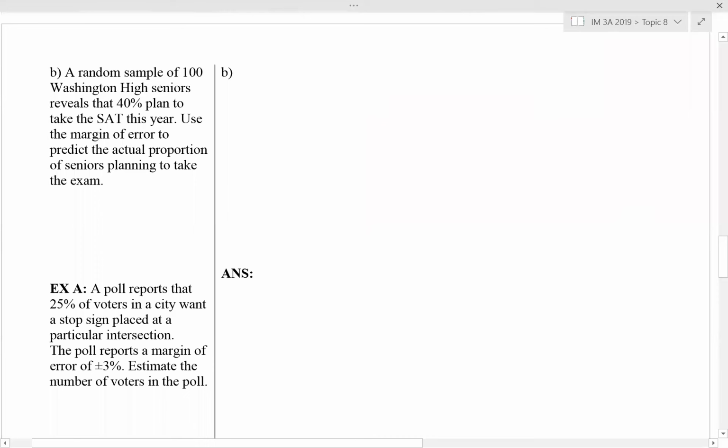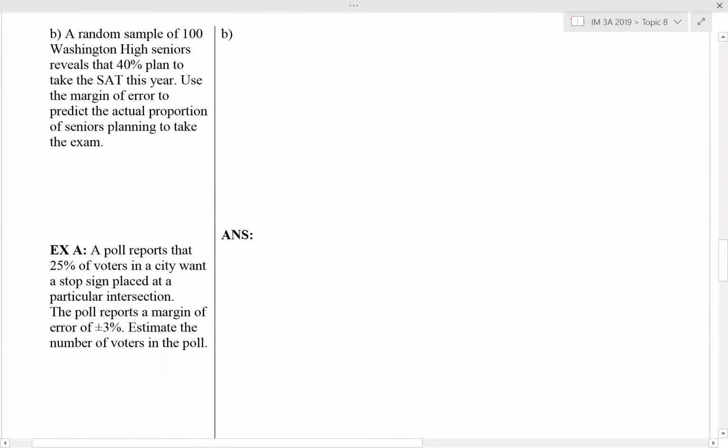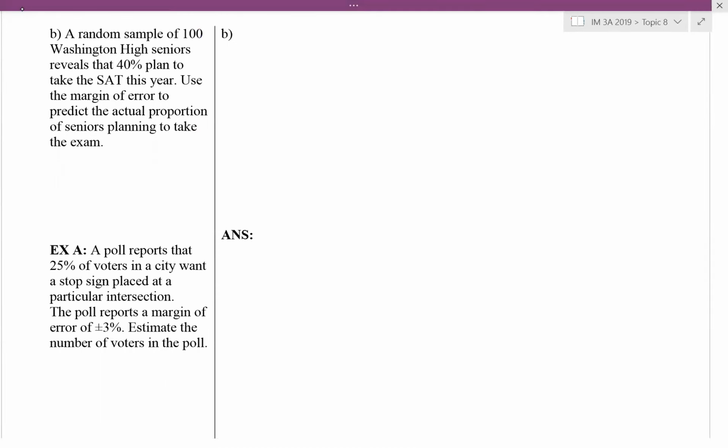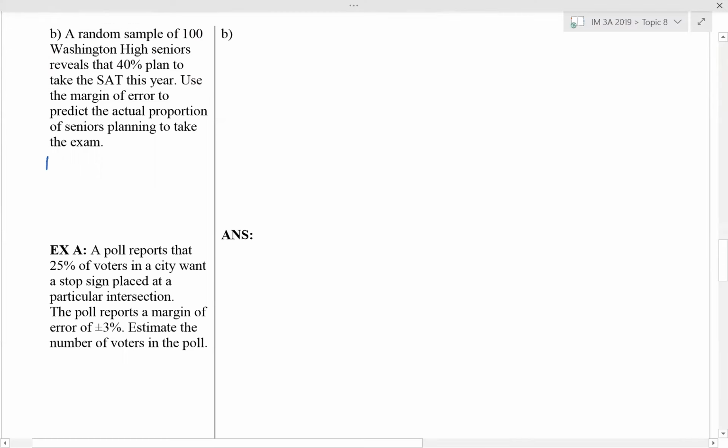For part B, we have a random sample of Washington High seniors that reveals that 40% of them plan to take the SAT this year. So this is a yes or no question: do you plan on taking the SAT, yes or no? So we're using the margin of error to predict the actual proportion of seniors planning to take the exam. Remember that since they're asking us whether we plan to take it, that's a yes or no question.